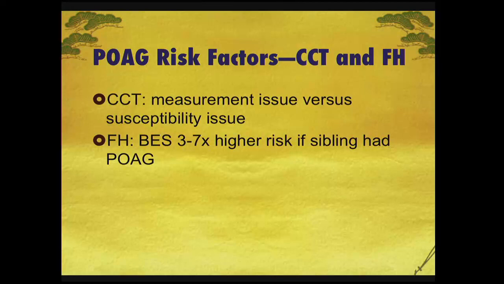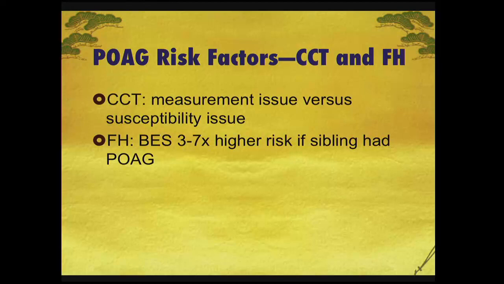So central corneal thickness, no one knows exactly the reason, but patients with low central corneal thickness do have higher rates of glaucoma, and they have worse glaucoma. It's not known if that's just a measurement issue, like are we just missing that their pressure was higher, or is there some kind of susceptibility because they have low central corneal thickness, so something else about their eye is actually making them more susceptible to glaucoma.